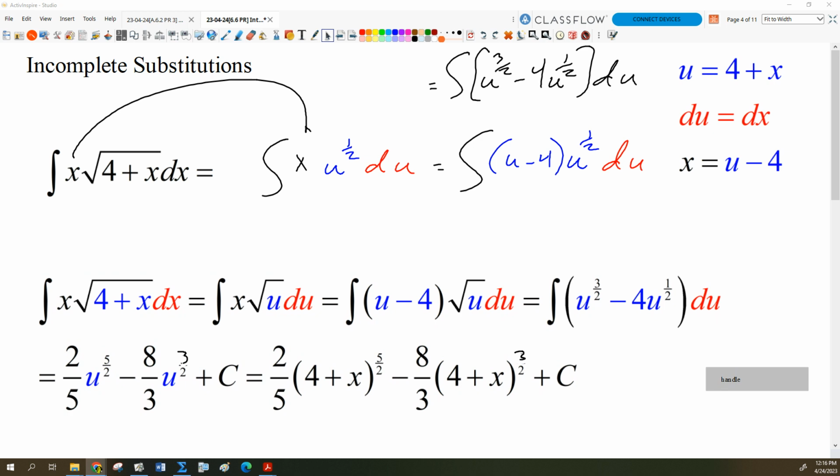How does it go to 4 plus x? Well, because that's what u is, right? We can't leave our answer in terms of u. The problem is expressed in terms of x. Oh, okay, yeah, that makes sense.